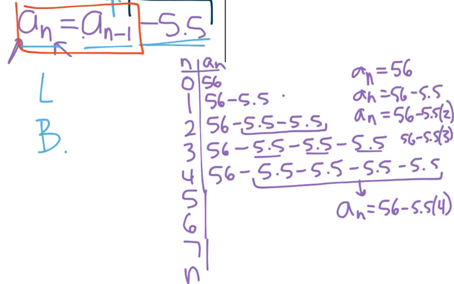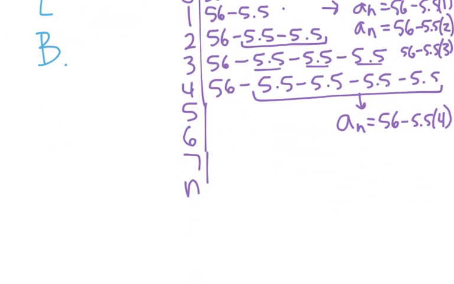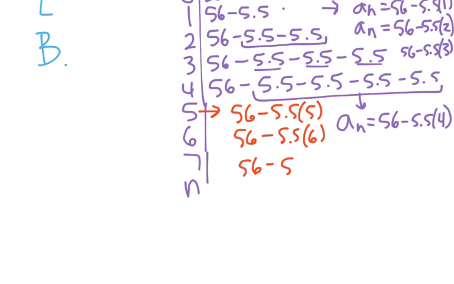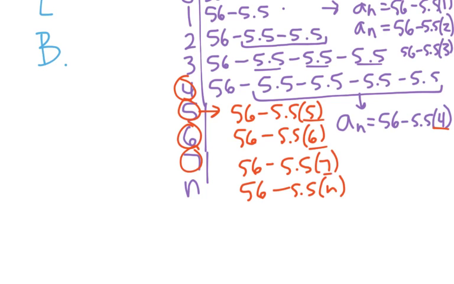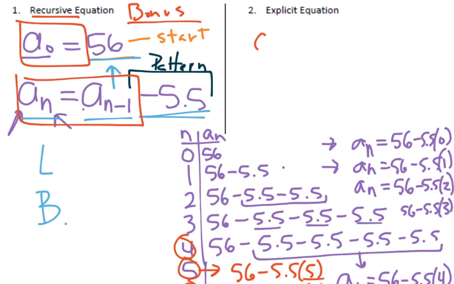So looking at this number 1, couldn't we say 5.5 times 1? And for 0, couldn't I say 5.5 times 0? Okay, so do we see which numbers are the same and which ones are different? So this one, 5, would be 56 minus 5.5 times 5. Then 56 minus 5.5 times 6. Then 56 minus 5.5 times 7. And finally 56 minus 5.5 times n, right? Because each one of these numbers showed up in what we were multiplying by. So it only makes sense that for n, we do that. And that's our explicit equation.